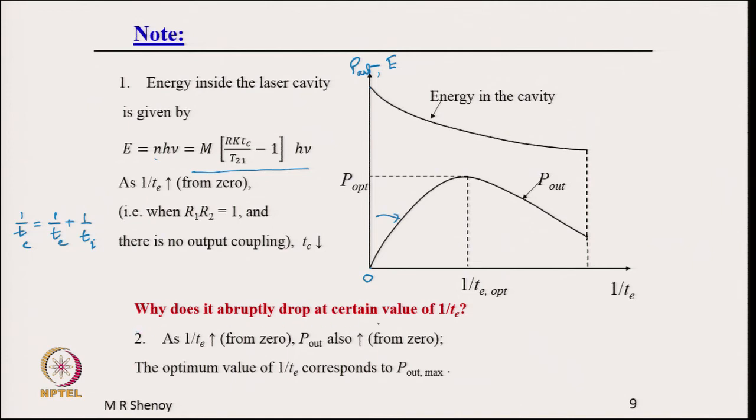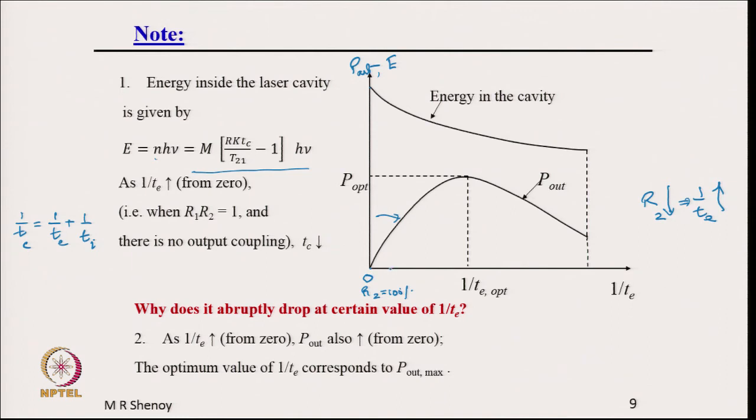Now, why does it drop abruptly at a certain value here? Give a thought. As 1/T_e increases, P_out also starts increasing, but as we said, R_2 decreases. Please remember, R_2 decreasing implies 1/T_e increasing. So, whenever I say 1/T_e is increasing, it means the reflectivity is decreasing as you go from here. Reflectivity R_2 is 100% here, then 1/T_e is 0, so no output. But as R_2 decreases or 1/T_e increases, more and more fractional power comes out of the cavity. You see the energy is decreasing, but the fractional power which is coming out is increasing.